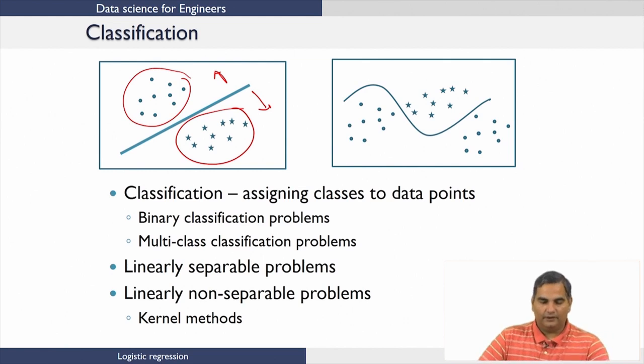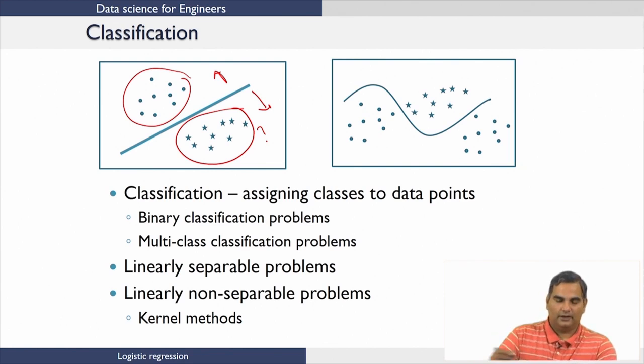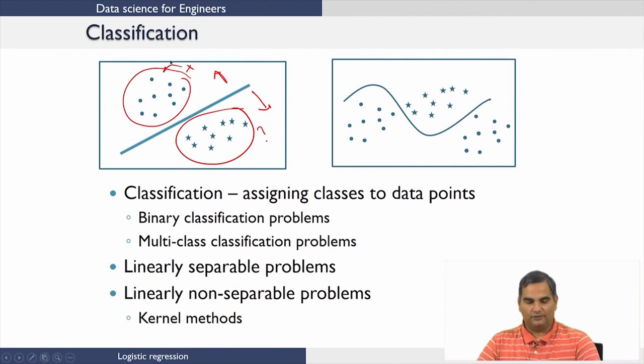But here now, if I get a new point like this, then I would like the classifier to say that this point most likely belongs to the class which is denoted by star points here, and that is what would happen. And similarly, if I have a point here, I would like that to be classified to this class, and so on.